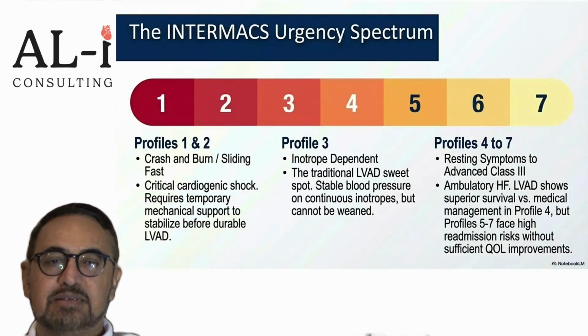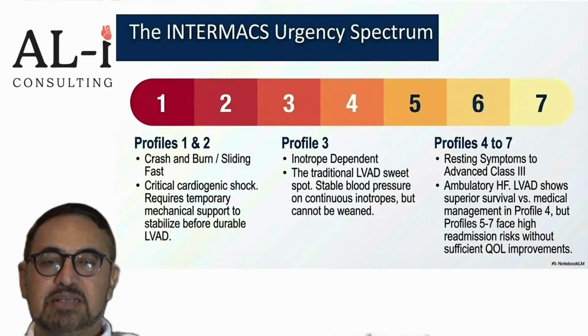Profile 3 is the classic inotrope dependent patient. This has traditionally been the sweet spot for durable LVAD consideration, stable enough to undergo therapy but unable to come off continuous support. Profile 4 through 7 represent less unstable patients ranging from resting symptoms to advanced class 3 ambulatory heart failure. These patients may still benefit from advanced therapies, but the balance between procedural risk, survival gain, and quality of life improvement becomes more nuanced.